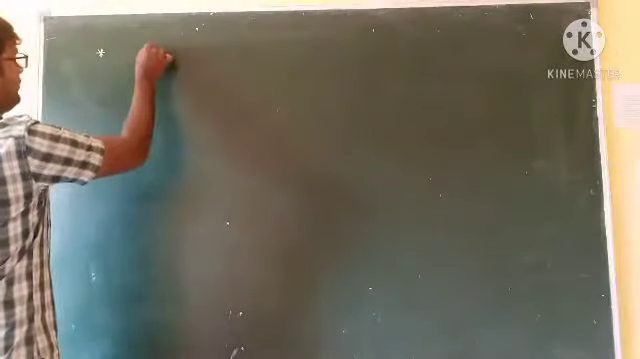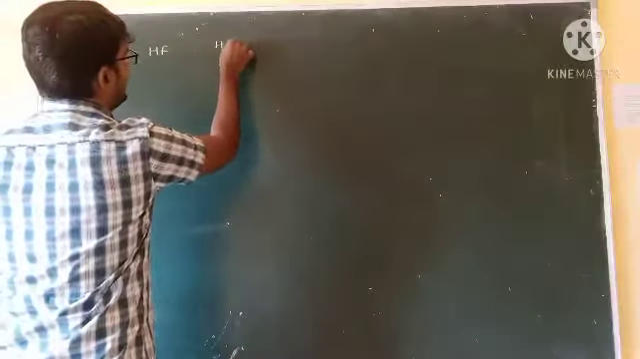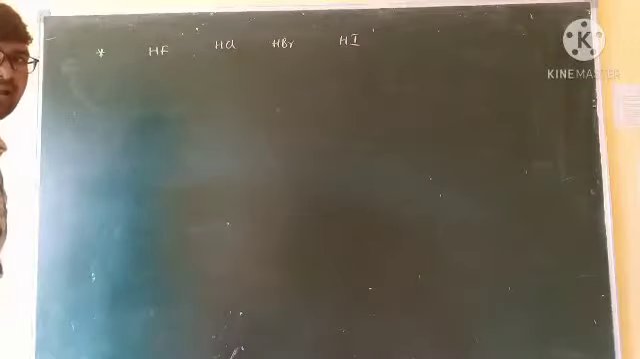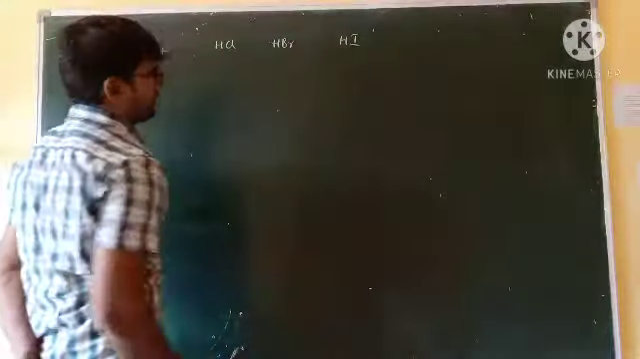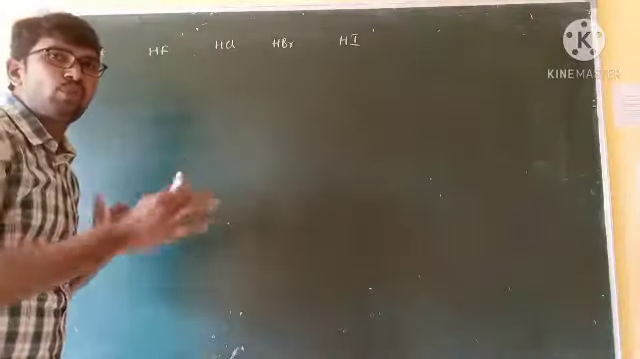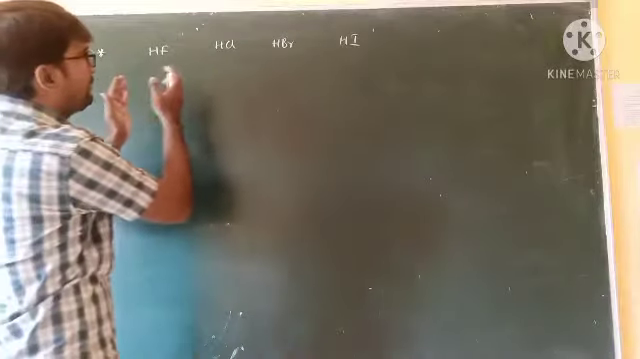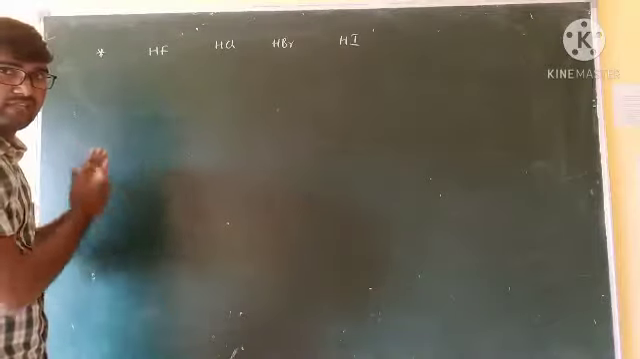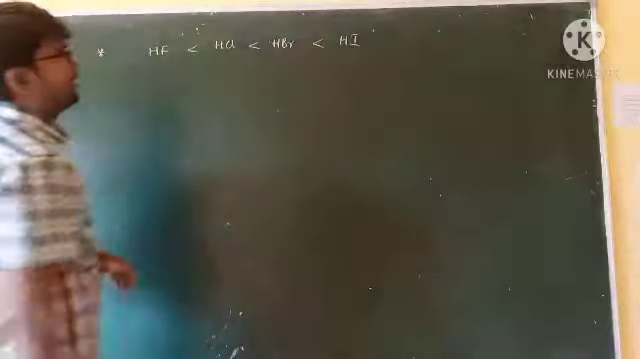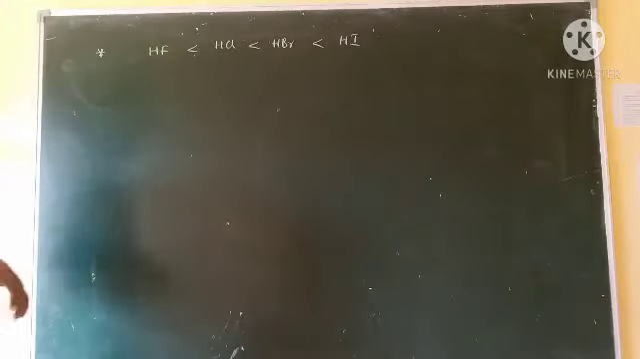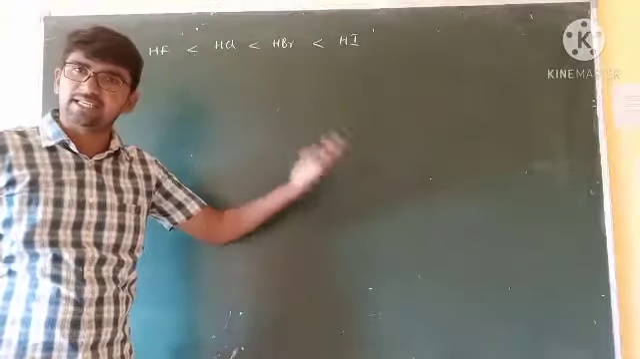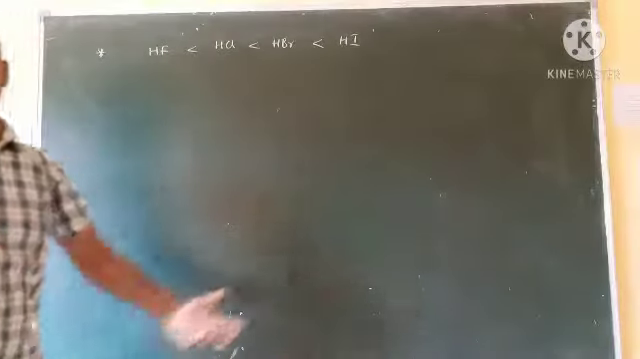Next point in bond length. For example HF, HCl, HBr, HI are given. One atom is common here, hydrogen. But the other atoms are different: fluorine, chlorine, bromine, iodine. So which molecule has the highest bond length? Very simple. As the size of the atom increases, bond lengths also increase. So this is the order. Just write the point. As the size of the bonded atoms increases, bond lengths also increase.